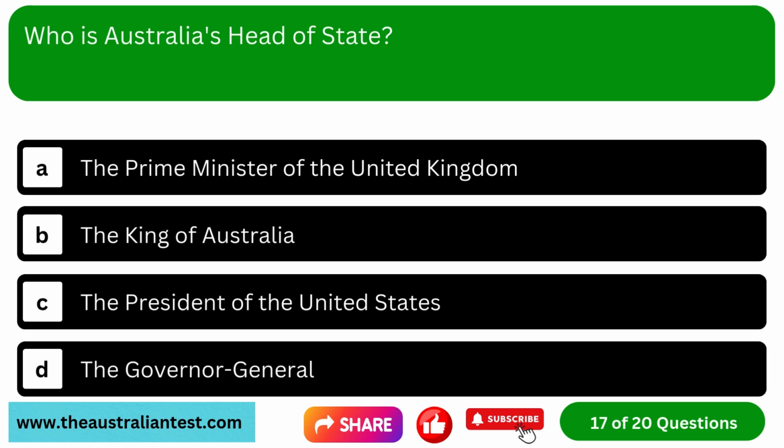Question 17. Who is Australia's head of state? Option A, the Prime Minister of the United Kingdom. Option B, the King of Australia. Option C, the President of the United States. Option D, the Governor General.